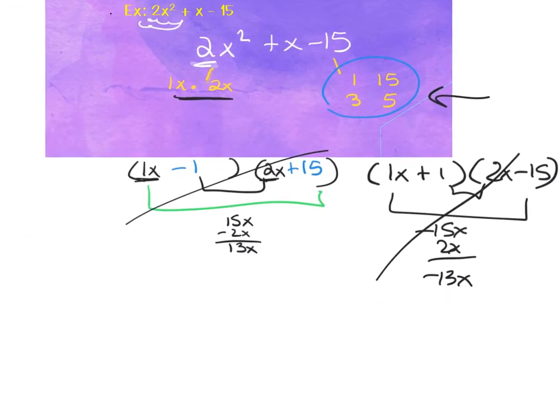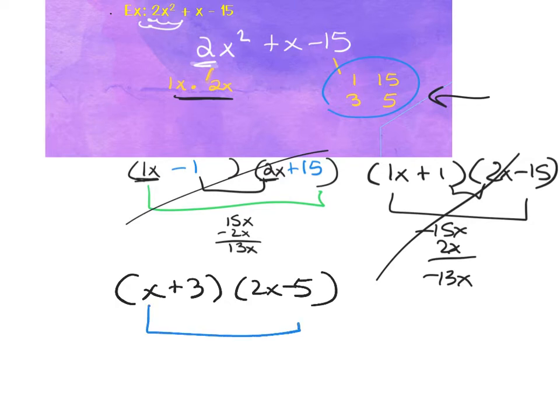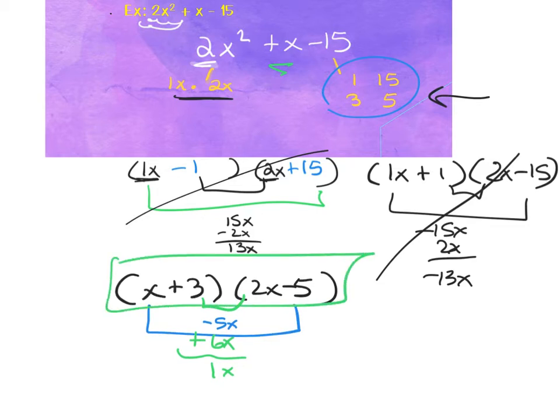So let me put, again, the x and the 2x, and put a 3 and a 5 here. Let's try a plus sign and a minus sign. Now if I test, outside gives me negative 5x, and inside gives me positive 6x. Wow, I found it, 1x. I finally got the middle, so this is my answer. So you basically just have to list the factors and then figure it out almost like a puzzle until you find the one that works.